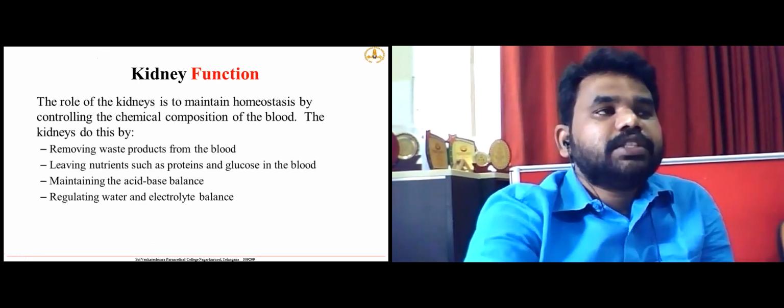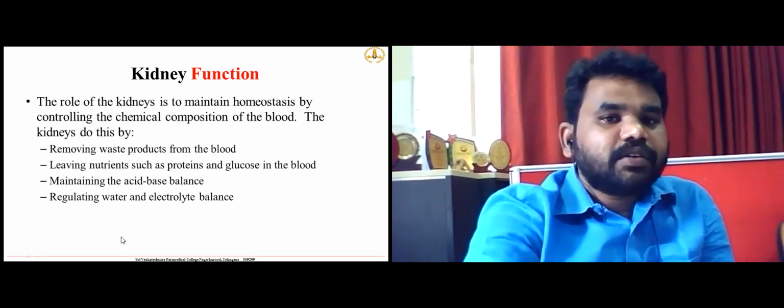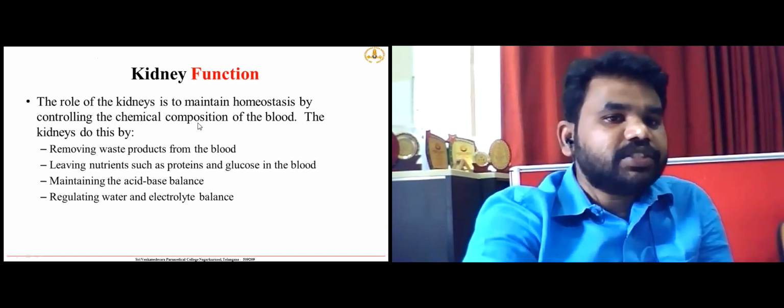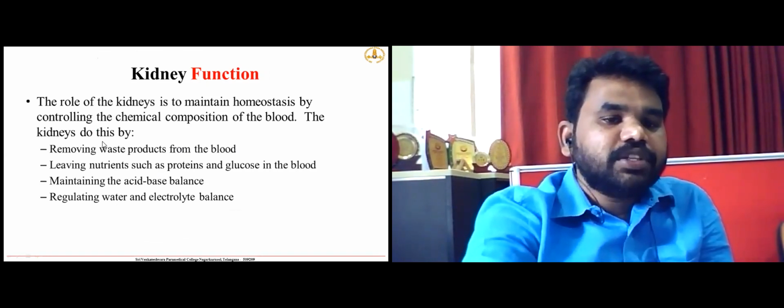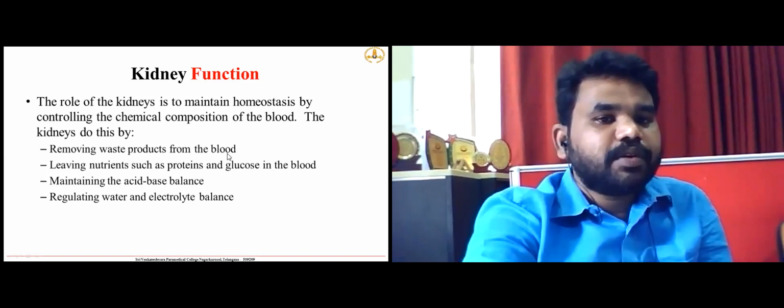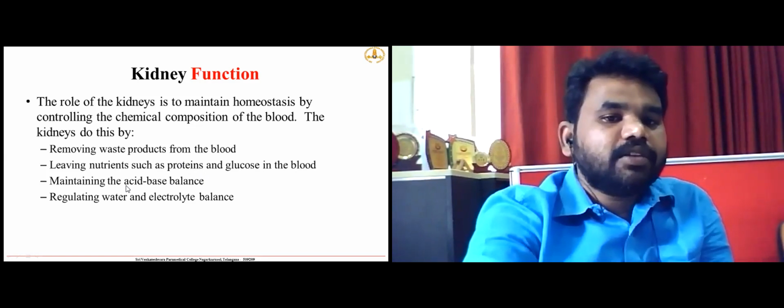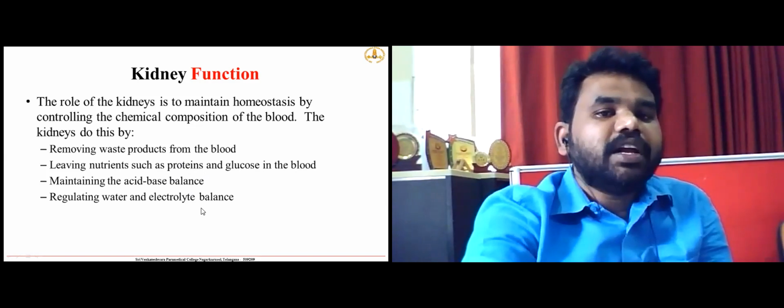And the last test is routine urine tests, which are performed inside the laboratory. These are performed to assess the kidney function. The role of the kidneys is to maintain homeostasis by controlling the chemical composition of the blood. The kidneys do this by removing the waste products from the blood and leaving the nutrients such as proteins and glucose in the blood, and also maintain the acid-base balance and regulate the water and electrolyte balance.